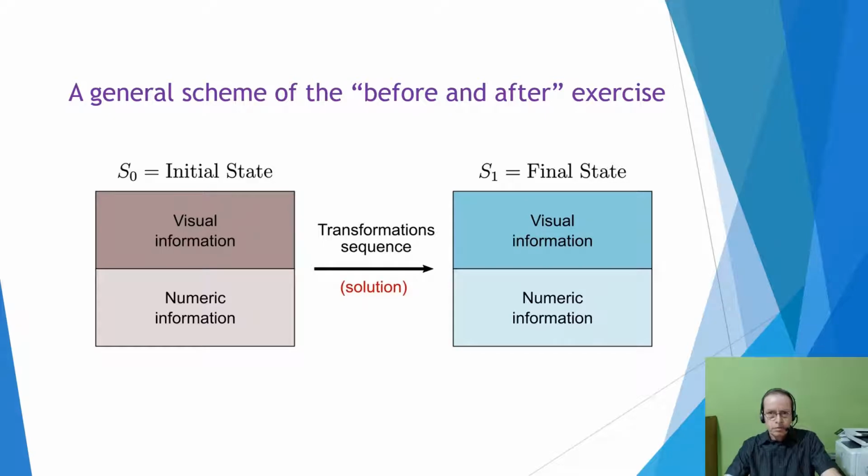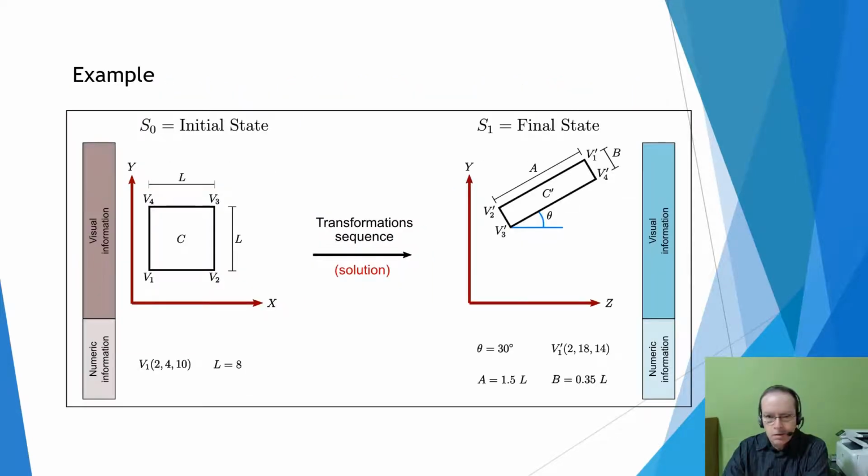Here we have a scheme with the idea of this kind of exercise. You can see that we have some information associated with both states, and then by applying a transformation that represents a solution, we get the desired result. Also, the exercise needs to provide some visual clues as well as some explicit numbers. We call them visual information and numeric information, and it is supposed that we must provide the minimum information needed to solve the exercise. This is an example of a real exercise.